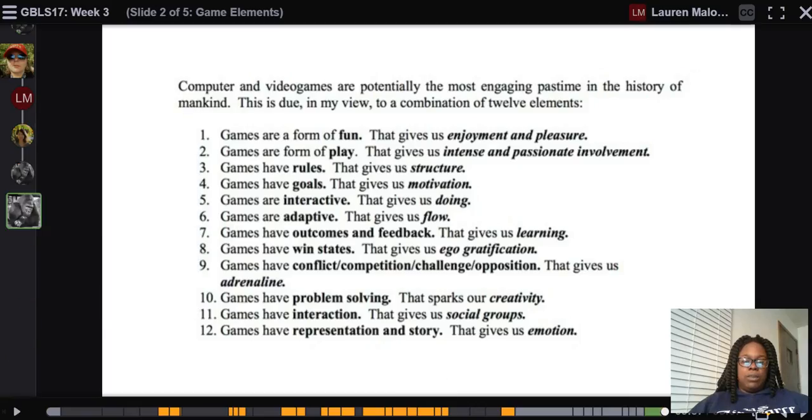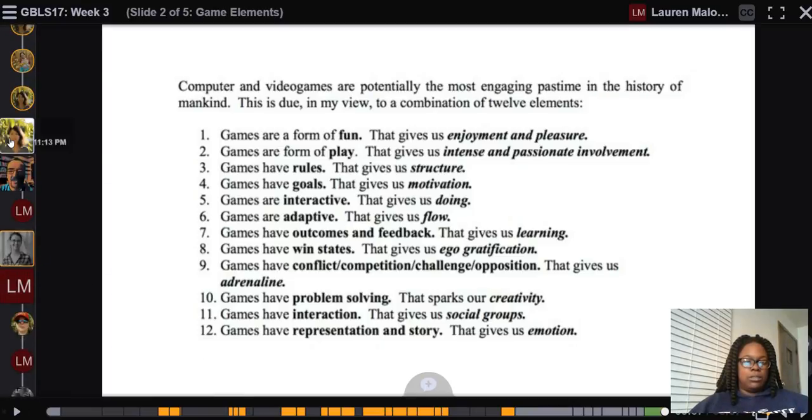Moving on to the second one. This one is audio, so I'm going to go ahead and play it.